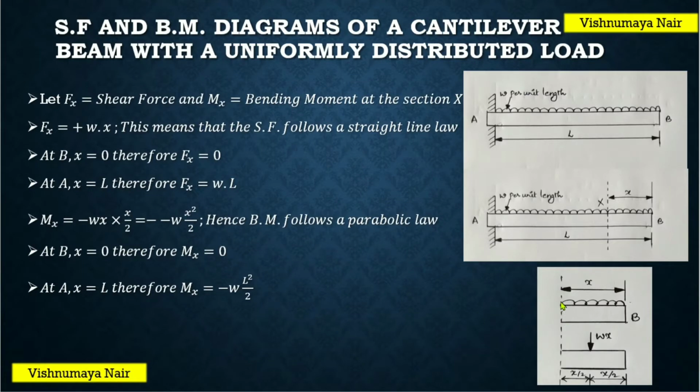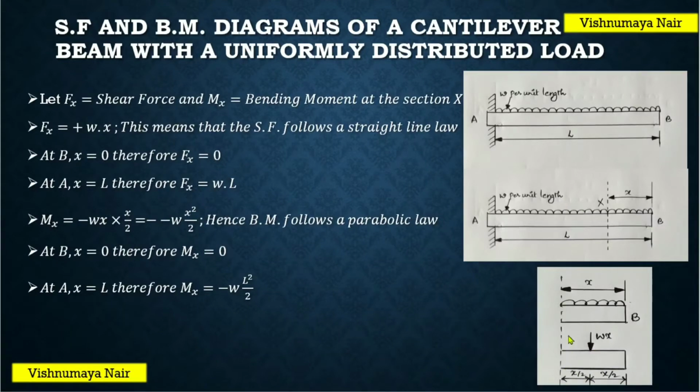Here we have a uniformly distributed load spread over a distance of X meter. And I already told you that for solving the numerical problems, we have to convert the UDL into a point load, which is acting at the center of the section. And the value of the point load will be equal to W into the length over which the load acts. So here UDL is spread over a length of X meter. So the point load will be W into X and it acts at the center of the section.